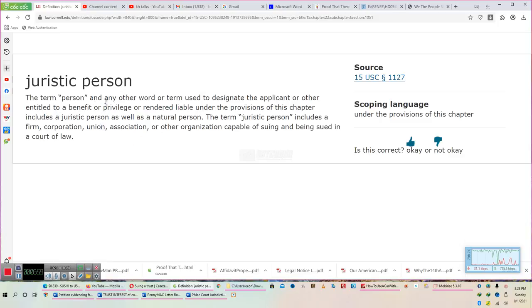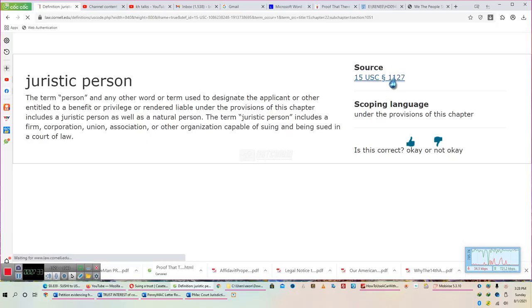The term person in any other word or term used to designate the applicant or other entitled to a benefit, privilege, or render liable under the provisions of this chapter includes a juristic person as well as a natural person. The term juristic person includes a firm, corporation, union, association, or other organization capable of suing or being sued in a court of law. This is Title 15.